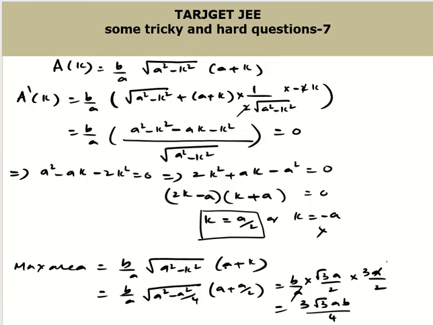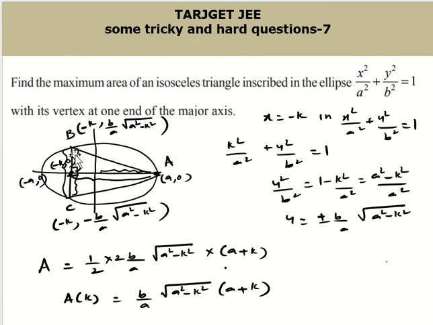This is the maximum area of the isosceles triangle inscribed in the standard ellipse x square by a square plus y square by b square is equal to 1. What if you take BC on this side? It doesn't really matter. You will take this point as k comma 0, and the height will become a minus k. Still the value of k will get adjusted. It doesn't really matter. So that is also another tricky question under maxima minima.